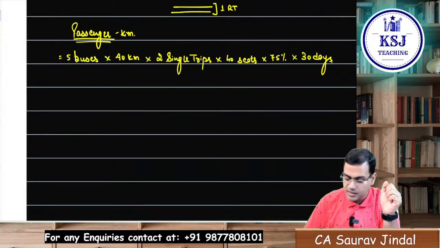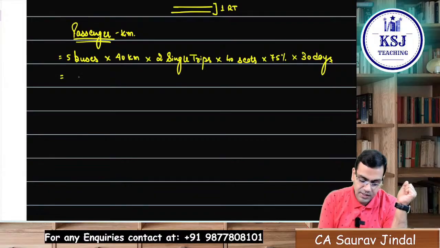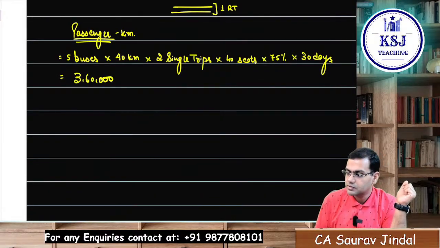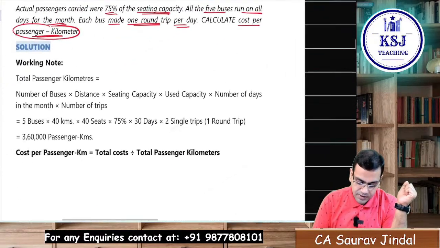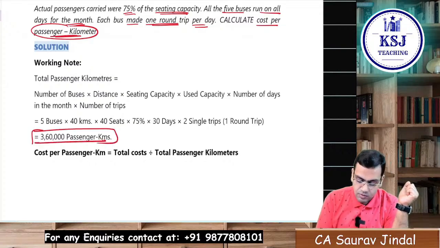Right? So 5 multiplied by 40 multiplied by 2 multiplied by 40, 75% of it multiplied by 30, that comes to 3,60,000. Right? This is 3,60,000 passenger kilometers. Absolutely correct. Now rest is simple, sir.